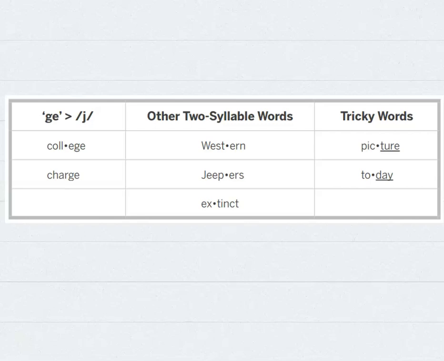Very good. Here are some other two-syllable words you may see in the story. Western, jeepers, extinct. And two tricky words that you may come across are picture and today.